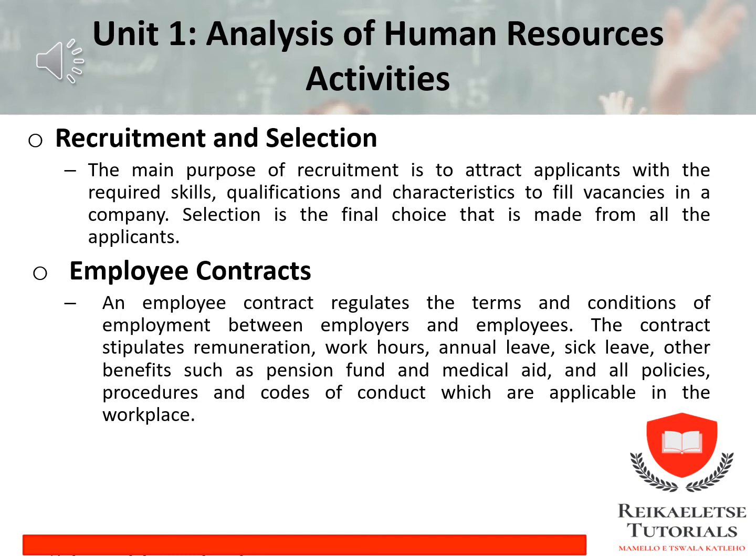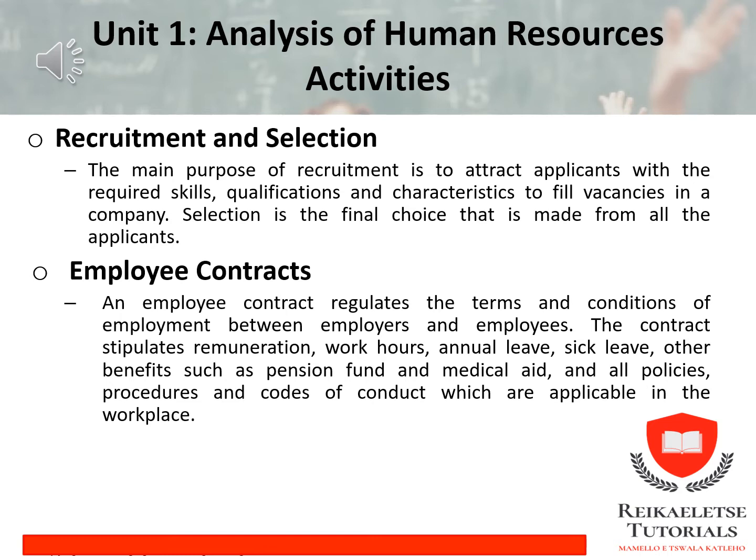So, employee contracts. An employee contract regulates the terms and conditions of employment between the employers and employees. The contract also stipulates the remuneration, meaning what amount of money an employee should be paid, and the work hours, meaning from what time to what time an employee should work. For instance, if I'm a teacher, my contract would stipulate that I work from 7:30 in the morning up until 2:30 in the afternoon.